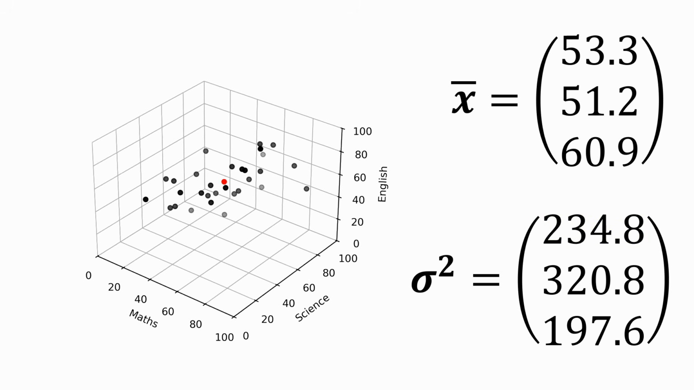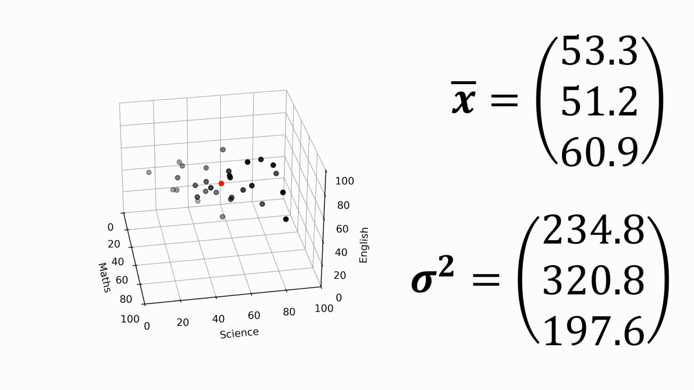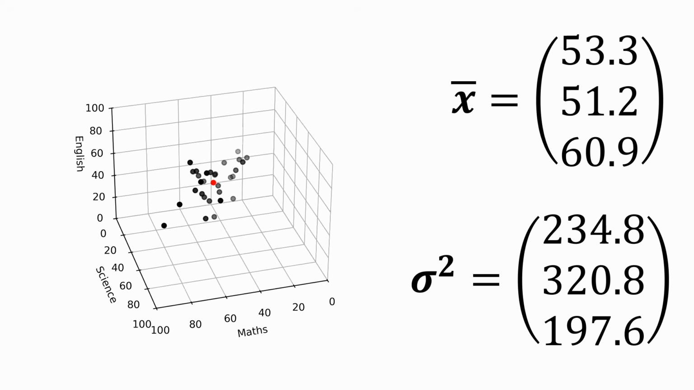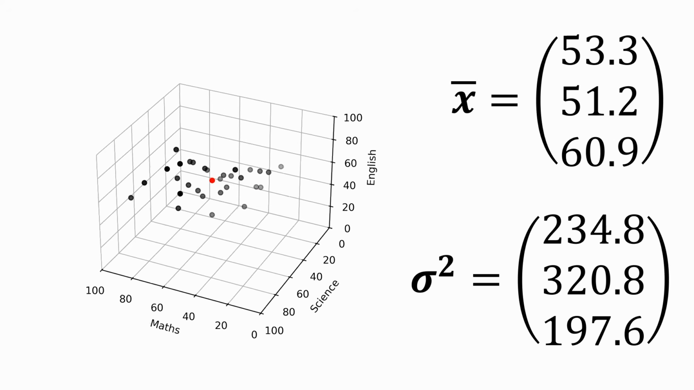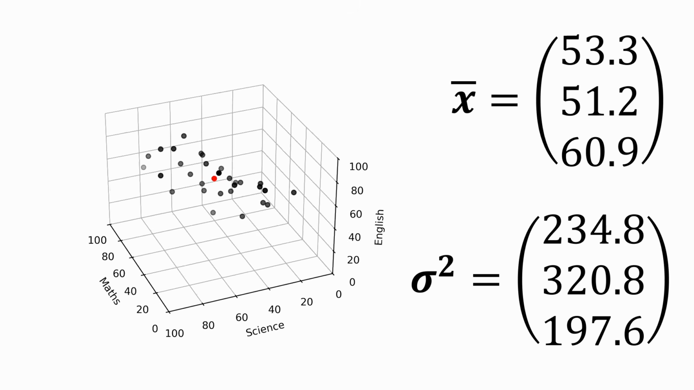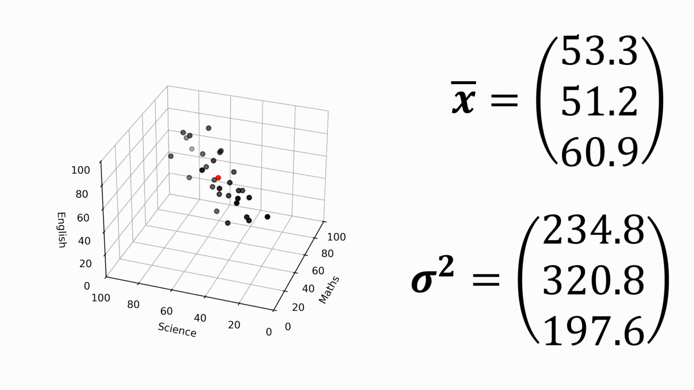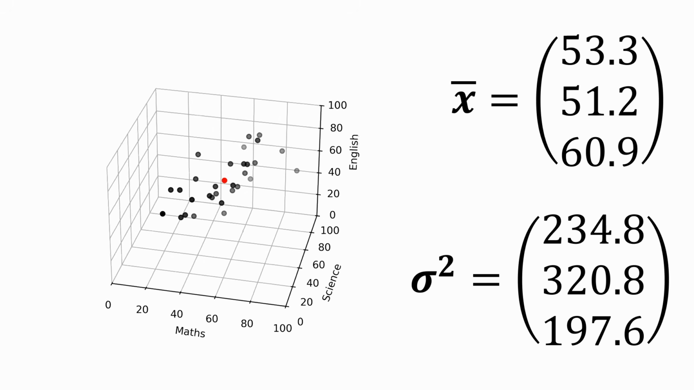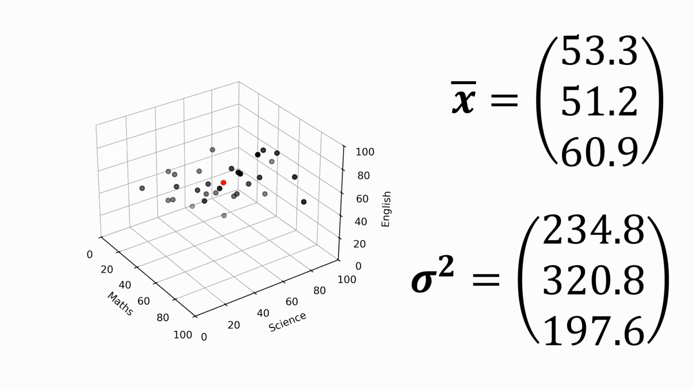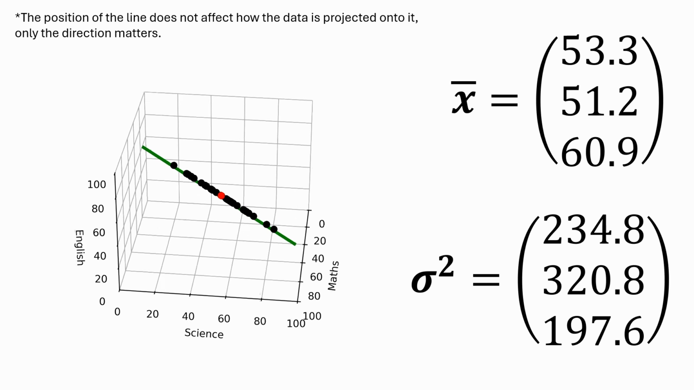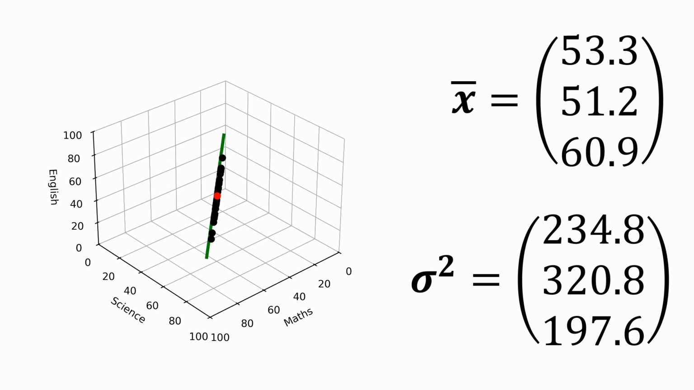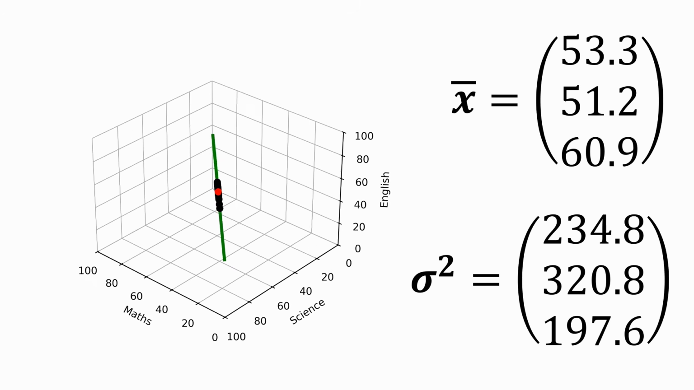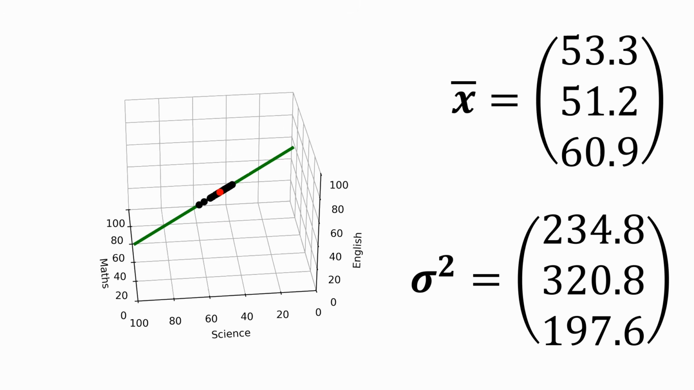Similarly, we could do the same thing for the science and English axes. If we want our measure of variance to capture the shape of the data overall, we need to capture the variance in every direction, not just along these three axes. This means it should encode the variance of the data when it's projected onto any arbitrary axis. For example, when I project the data onto this axis, we get points which are relatively spread out. If instead I project onto this axis, we get points which are much closer together.